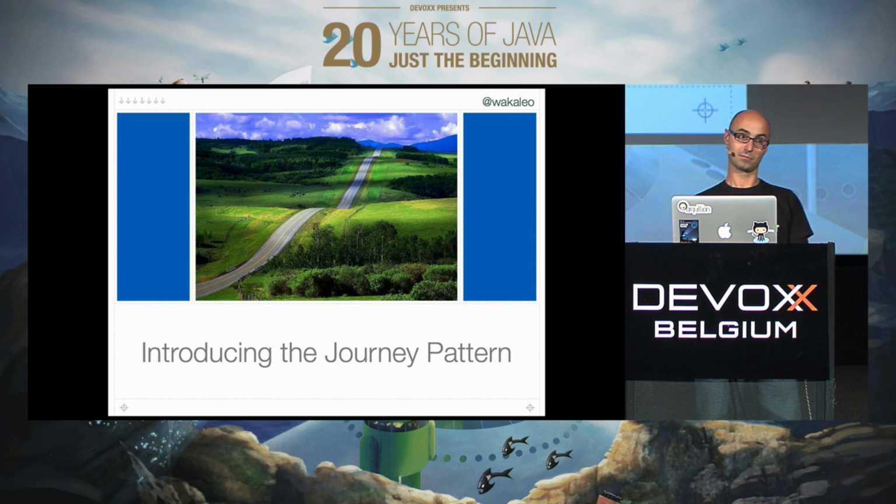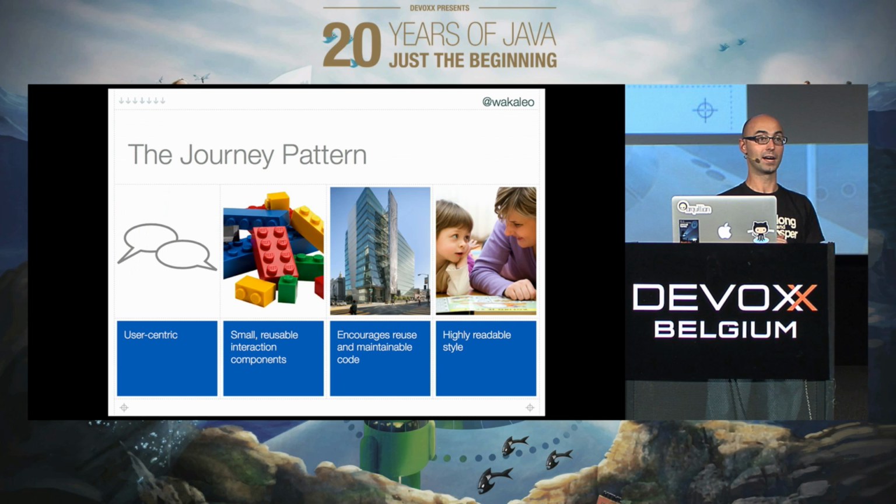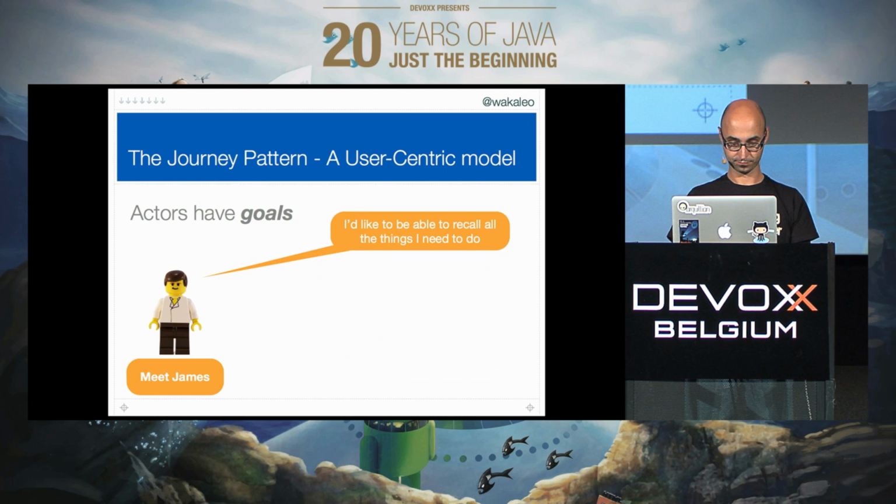And some people noticed this, and they introduced something called the journey pattern. What the journey pattern does is make user-centric tests. It means that the user, the actor, is doing something, and is the base of all the tests. It uses a lot of small reusable components, and since they are small and have only one responsibility, it's really easy to reuse them, and, as you will see now in an example, really easy to read what the test is doing.